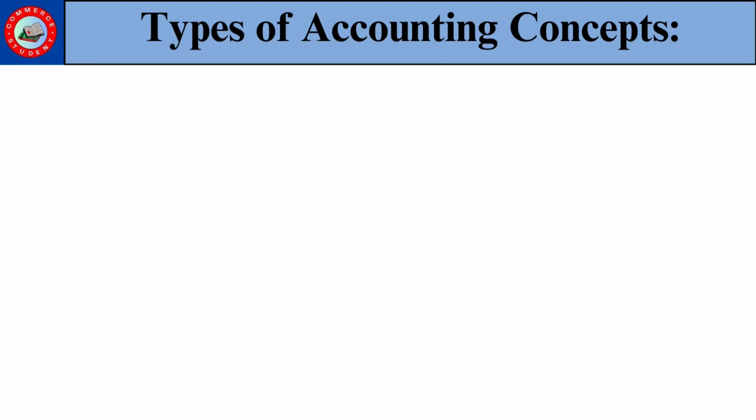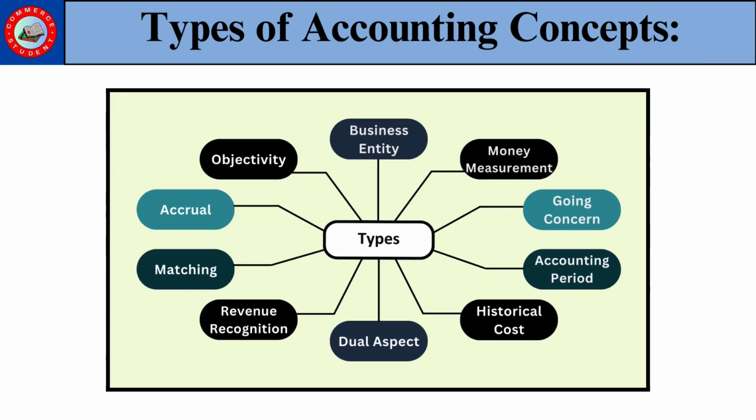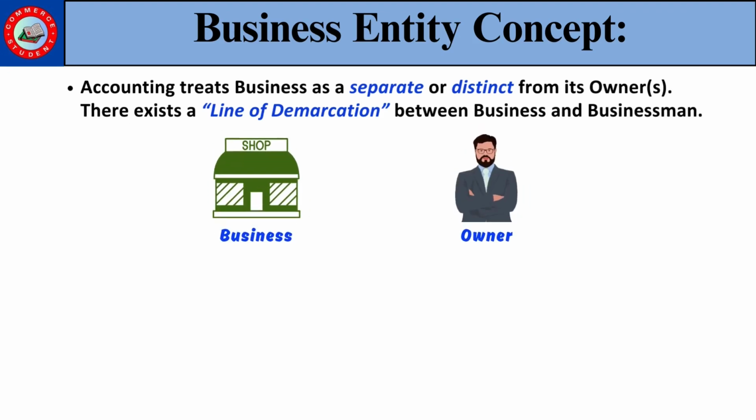Types of accounting concepts. There are 10 basic accounting concepts, that is business entity concept, money measurement concept, and so on. In this video, I am going to explain the first 5 accounting concepts, starting with the business entity concept. According to this concept, there are two entities in accounting, that is the business and the owner.